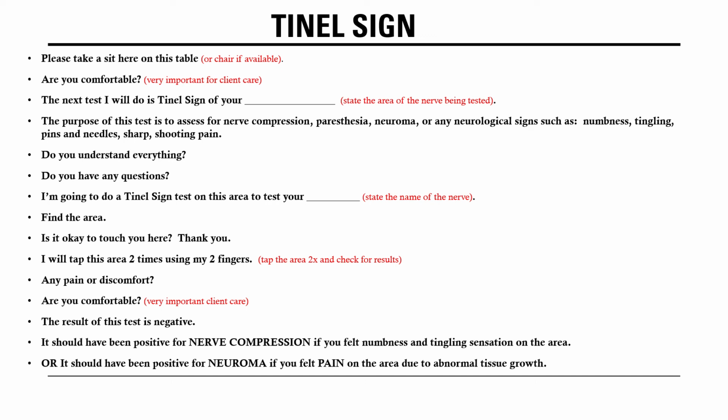Any pain or discomfort? Ask this question while doing the test. Are you comfortable? Very important client care. Then give the result of the test. The result of this test is negative. If the result is negative, no need to explain a negative test result. Just say, it should have been positive for nerve compression if you felt numbness and tingling sensation on the area. Or, say, it should have been positive for neuroma if you felt pain on the area due to abnormal tissue growth.